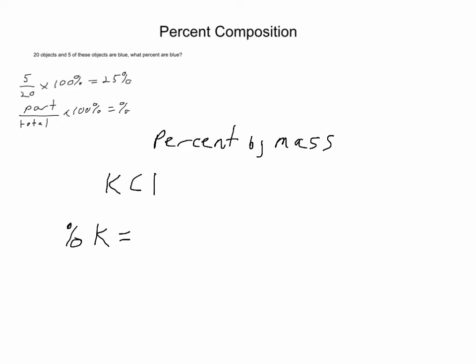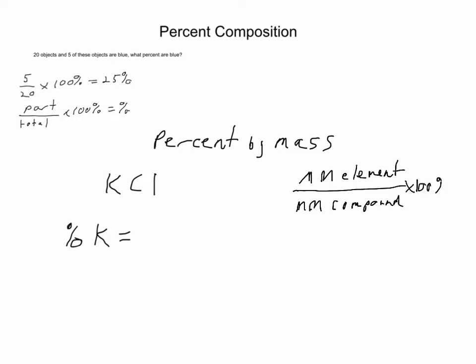So what we first need to do is find the molar mass. And this formula, part over total times 100%, is going to just change a little bit. So the part is going to be the molar mass, mm, of the element over the molar mass of the compound times 100%. So the part is the molar mass of the element we're looking at, and the total, the whole, is the molar mass of the entire compound.